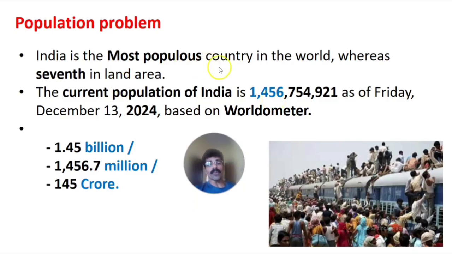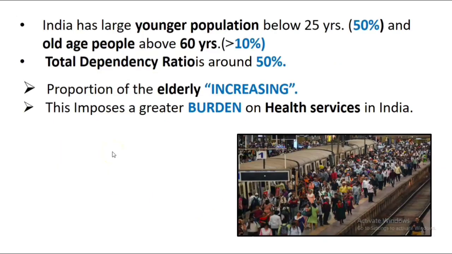As we are the most populous, we have plenty of problems in other areas. Actually population is the manpower, but the problem is India has a large younger population, that is below 25 years. So mostly they are not part of the national income of the country. India has a large younger population below 25, that is 50% of our total population. Of that 145 crore is dependent population.